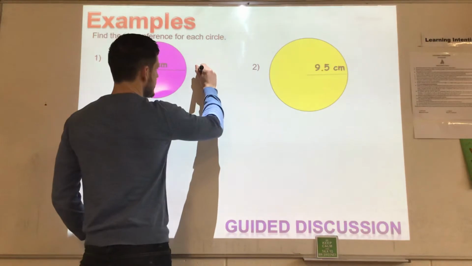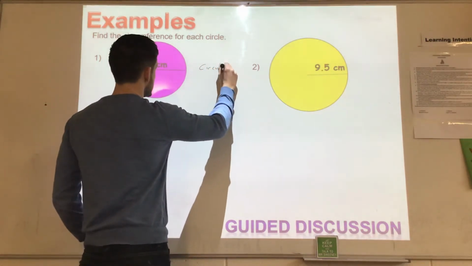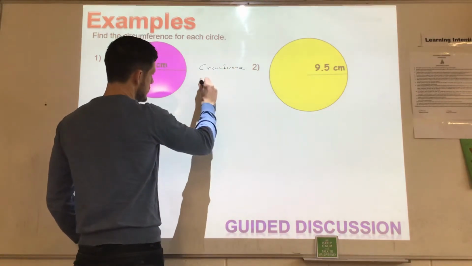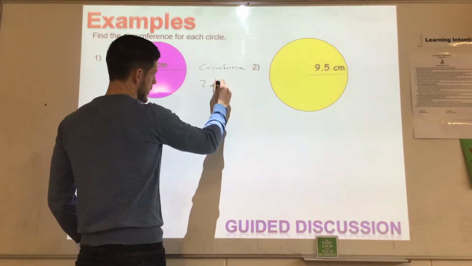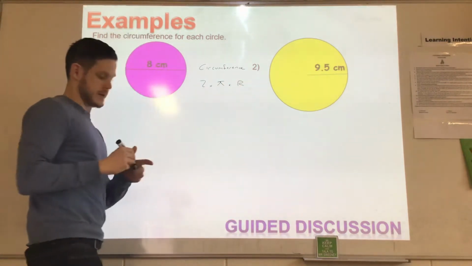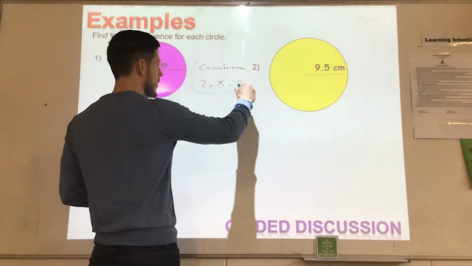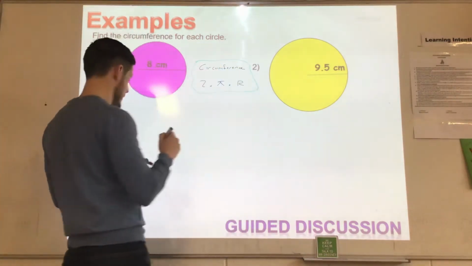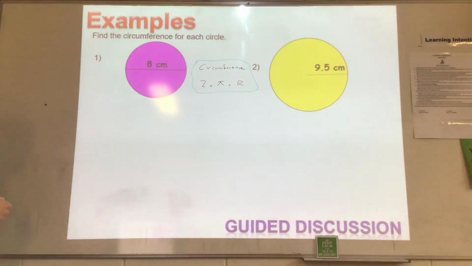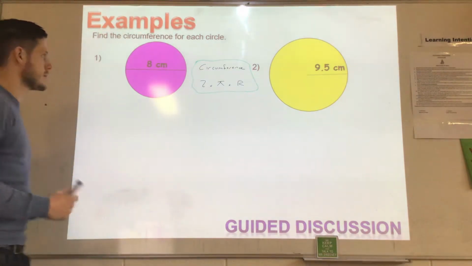So the circumference of a circle has the formula 2 multiplied by pi multiplied by r, with r being the radius. Pi, remember, is 3.14, or you can get the button on your calculator. If you don't have a scientific calculator, or you're unsure about how to get pi up on it, you can just use 3.14 for the moment.